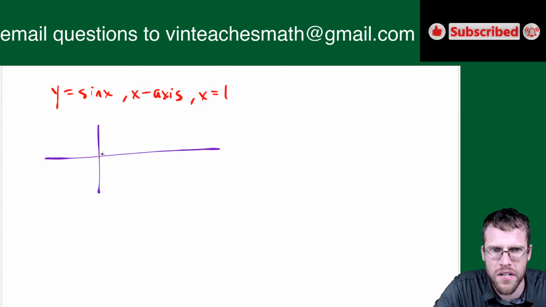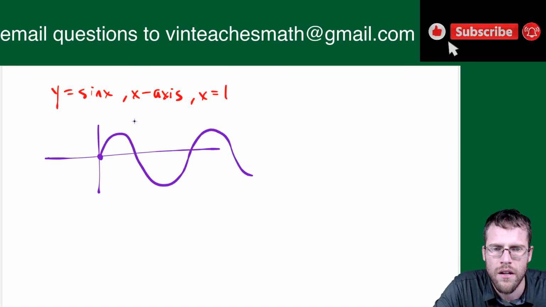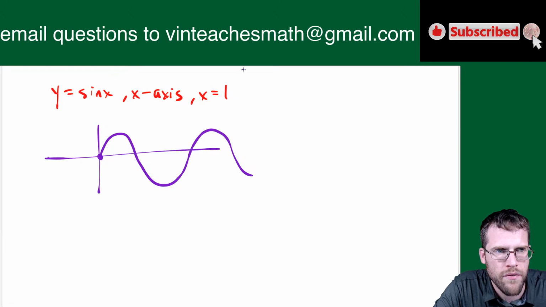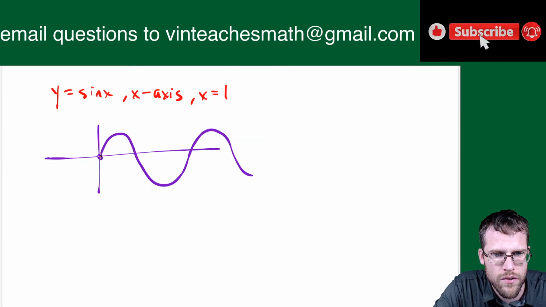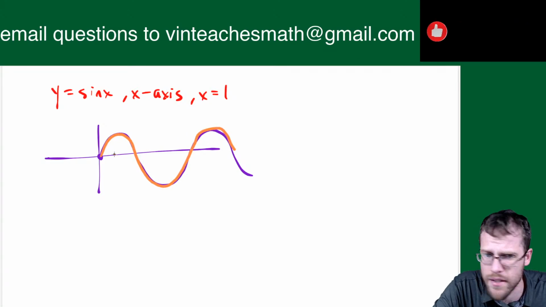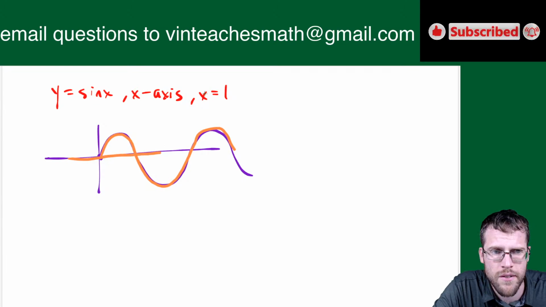So I always try to sketch this nice first. So sine x looks like this. So we have sine x, and maybe I'll do this in a different color. Let's go orange. All right, so we have sine x, we have the x-axis, and we have the vertical line x equals 1.